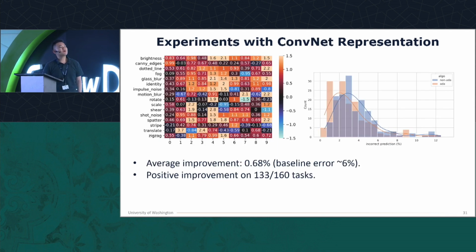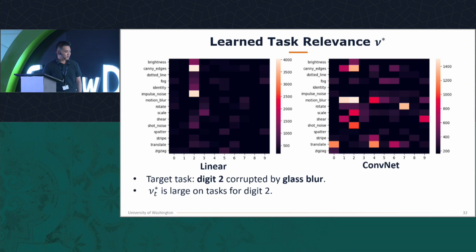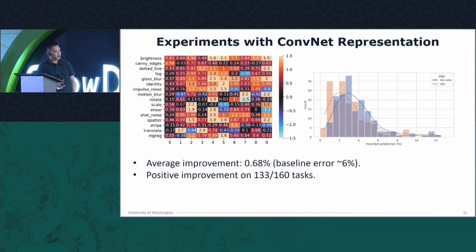So these are results for the convolutional neural network. The results are similar. The baseline is stronger because we use a stronger function class for representation. The baseline error is 6%, and here we get a 0.68% improvement. Again, most of the tasks had positive improvement.